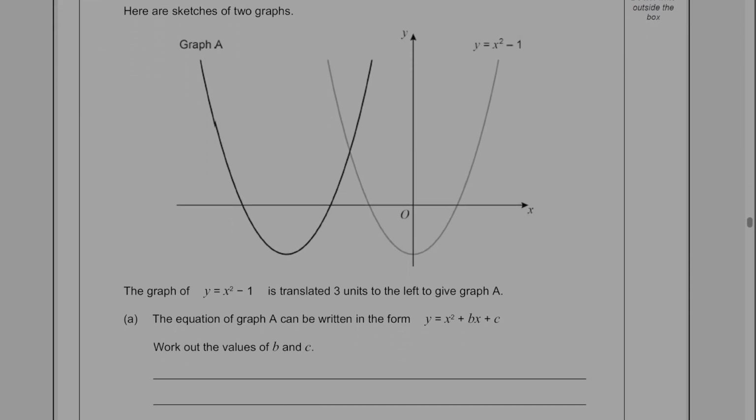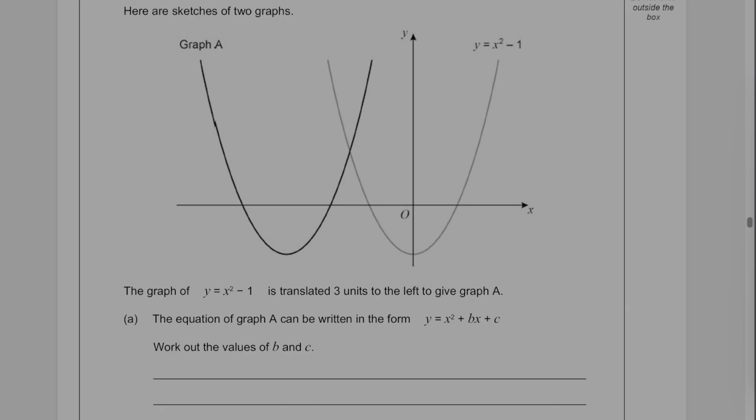Okay, question 13. Here are sketches of two graphs. So we've got y equals x squared minus 1, and then we've got graph A. The graph of y equals x squared minus 1 is translated 3 units to the left to give the graph of A. The equation of graph A can be written in the form y equals x squared plus bx plus c. Work out the values of b and c.